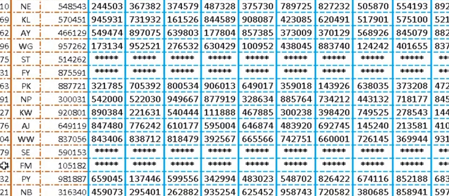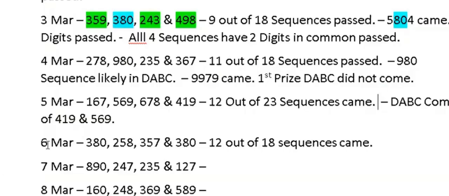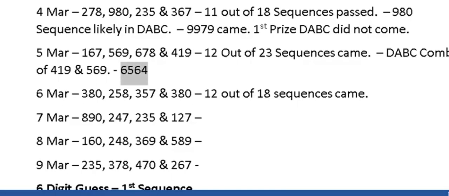Combination of the two came. A combo of the two was expected, so that definitely came. 5, 6, 4 are the three figures that came out in the 4 digits. So we'll pick up a similar combination today.